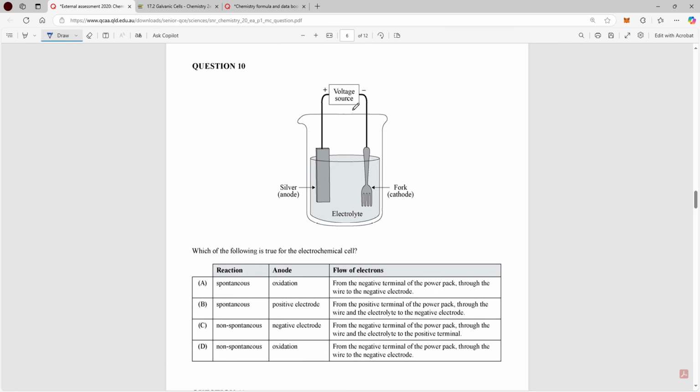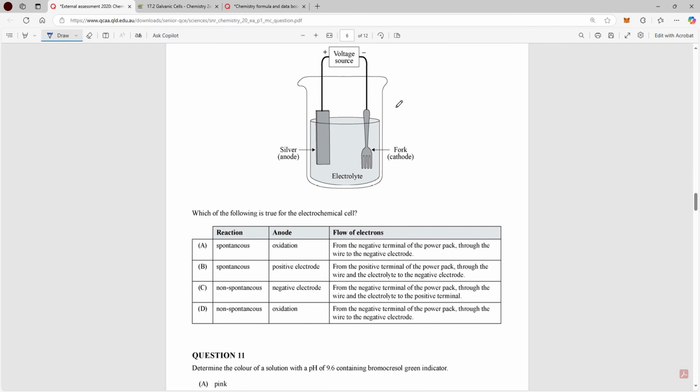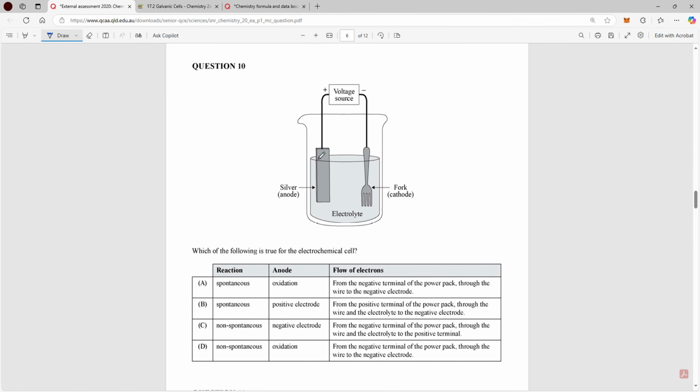Alright, question 10. Which of the following is true for the electrochemical cell? So here we have silver as the anode, fork is the cathode. So anode is where oxidation occurs. Cathode is where reduction occurs. Okay. So straight away look for stuff like that.